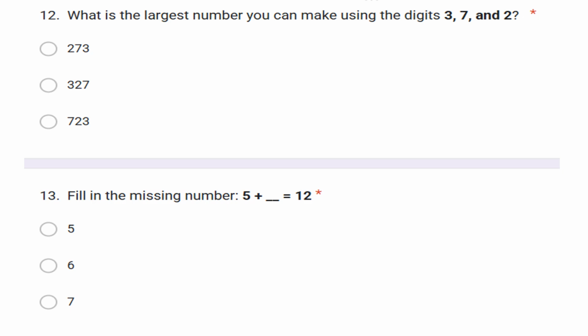Number 13. Fill in the missing number. 5 plus blank equals 12. So, try to put 5 in your head and count up to 12 so that you can tell what is the missing number. Is it 5, 6, or 7?